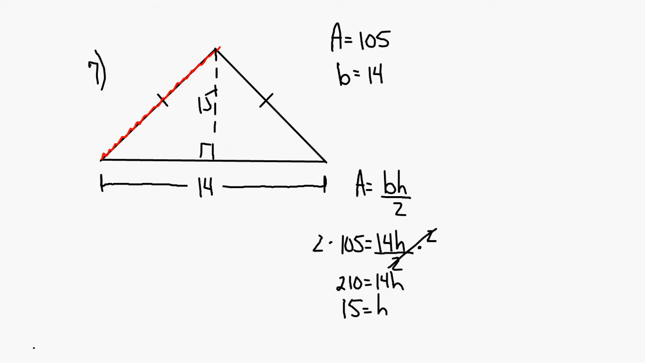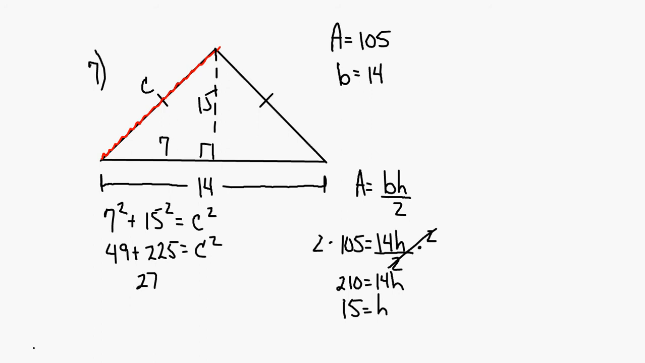14 is the base, and it's an isosceles triangle, so this piece at the base is 7. So now with the 7 and the 15, you can do the Pythagorean Theorem to find the leg. So you got 7 squared plus 15 squared equals c squared. This side right here. So 49 plus 225 equals c squared. So 274 equals c squared, and if you square root each side, 16.55 is equal to c.